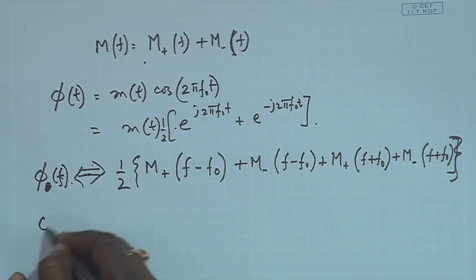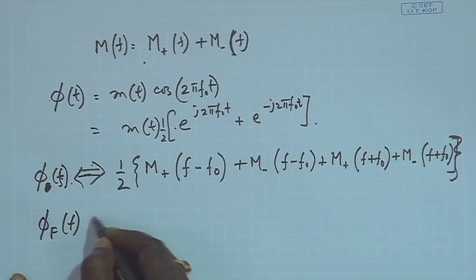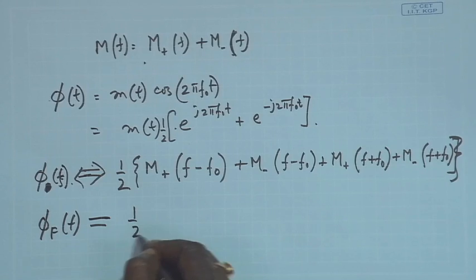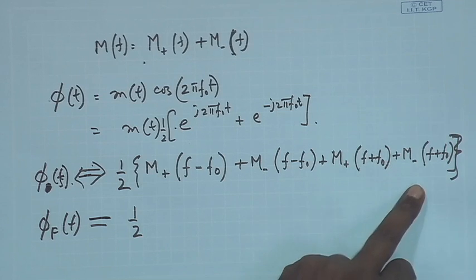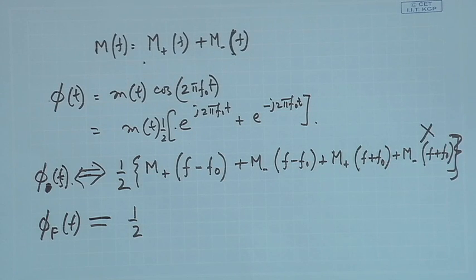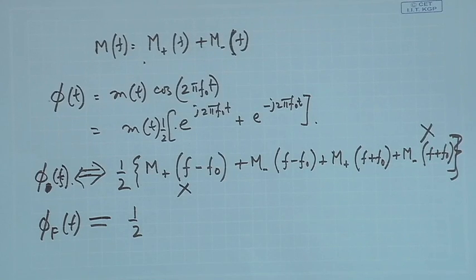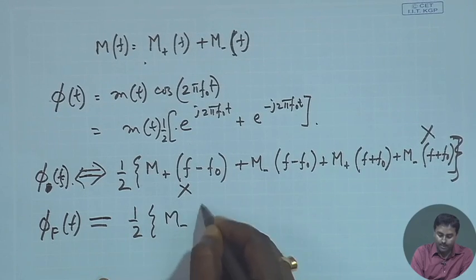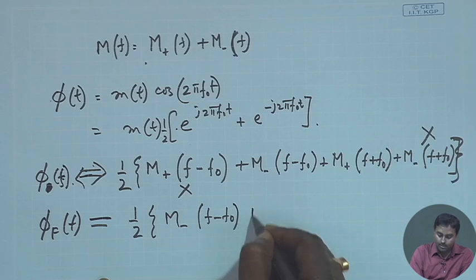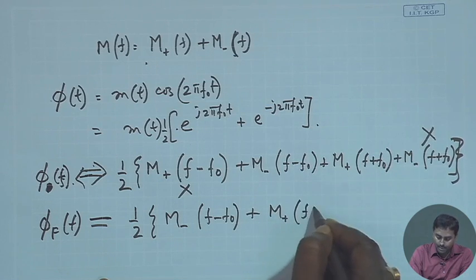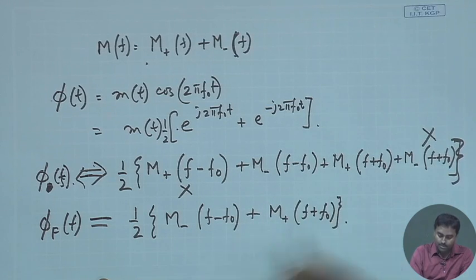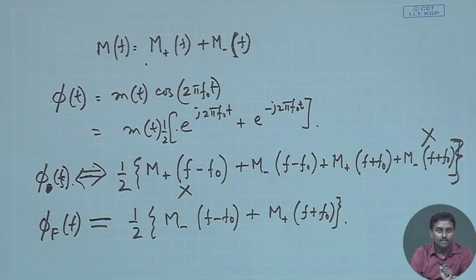So, what I will be left with, if I represent that as phi f f, that should be half into, so two terms, m minus f plus f0 gets cancelled, and this other term also gets cancelled. So, we are left with m minus f minus f0 plus m plus f plus f0, right. So, you have understood this part.